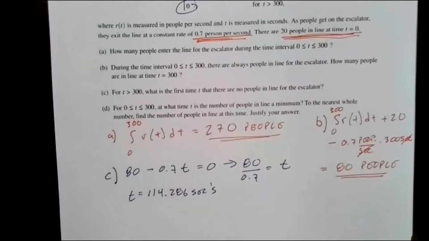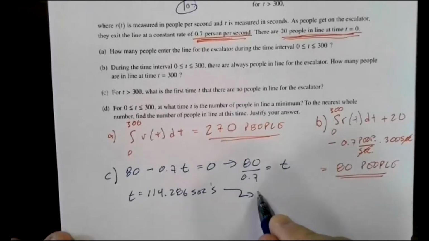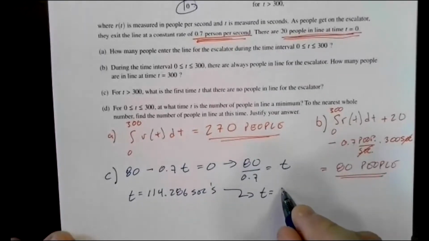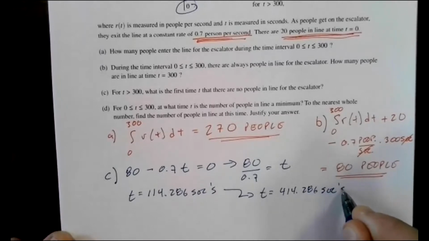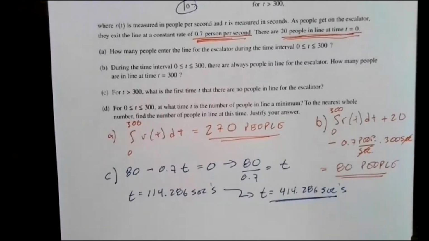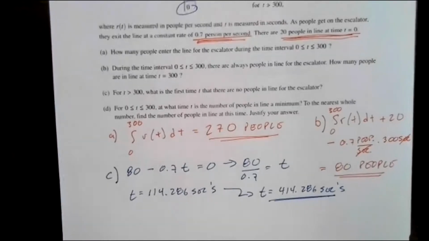Well, what does that mean? Well, let's read the question. What is the first time t there are no people in line for the escalator? So I'm going to go with t equals 414.286 seconds. I feel like I'm missing something here, but let's hope I got it right.